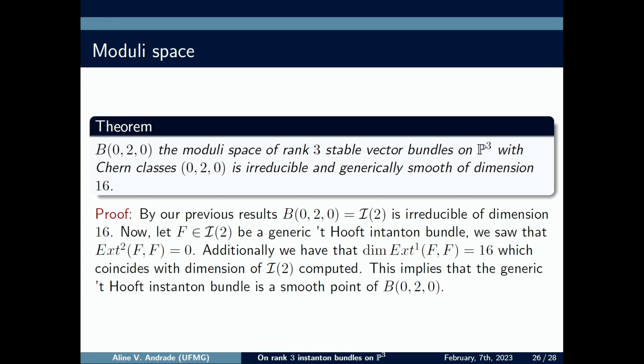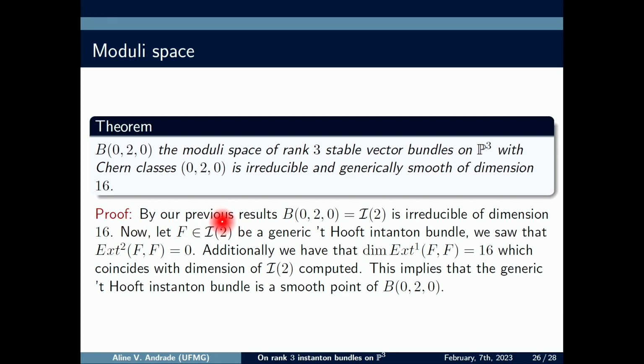And with this, we have that the moduli space of rank 3 stable vector bundles with Chern classes 0, 2, 0 is irreducible, generically smooth of dimension 16. So by our previous result, we proved that this happened. This is irreducible of dimension 16.